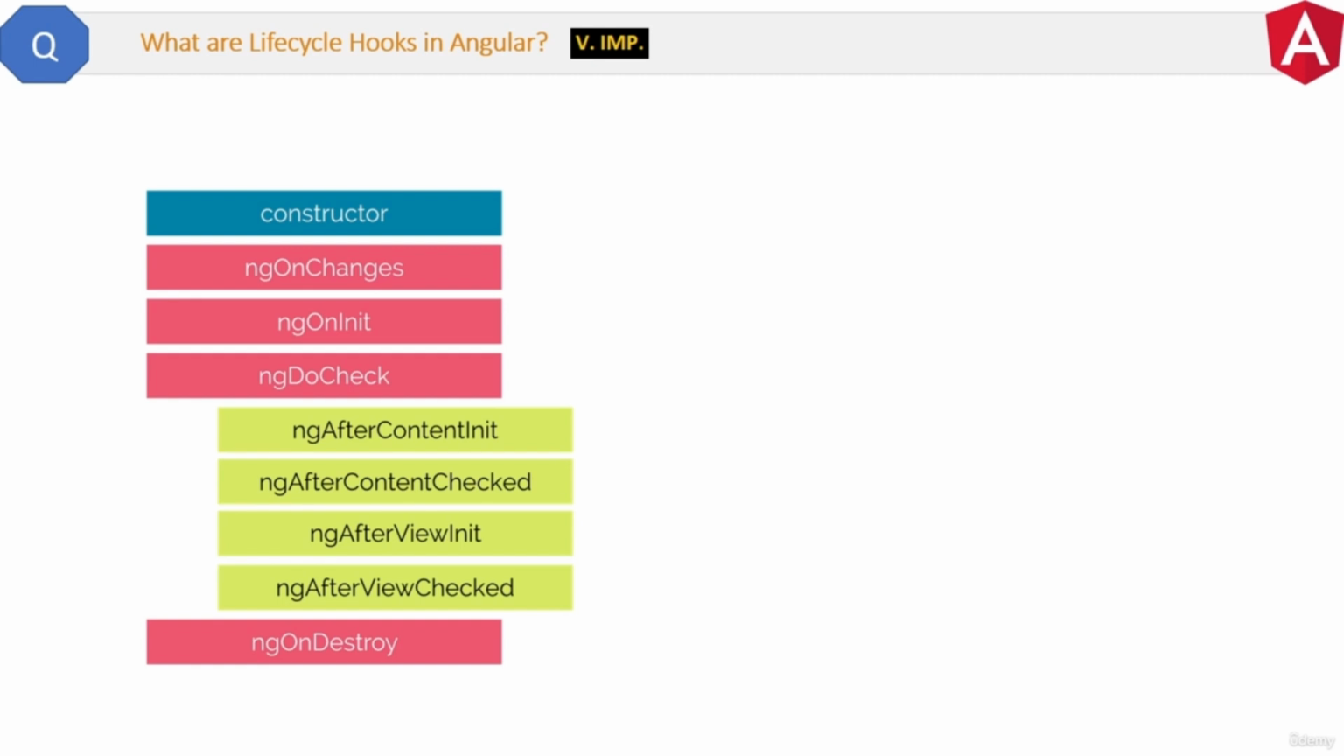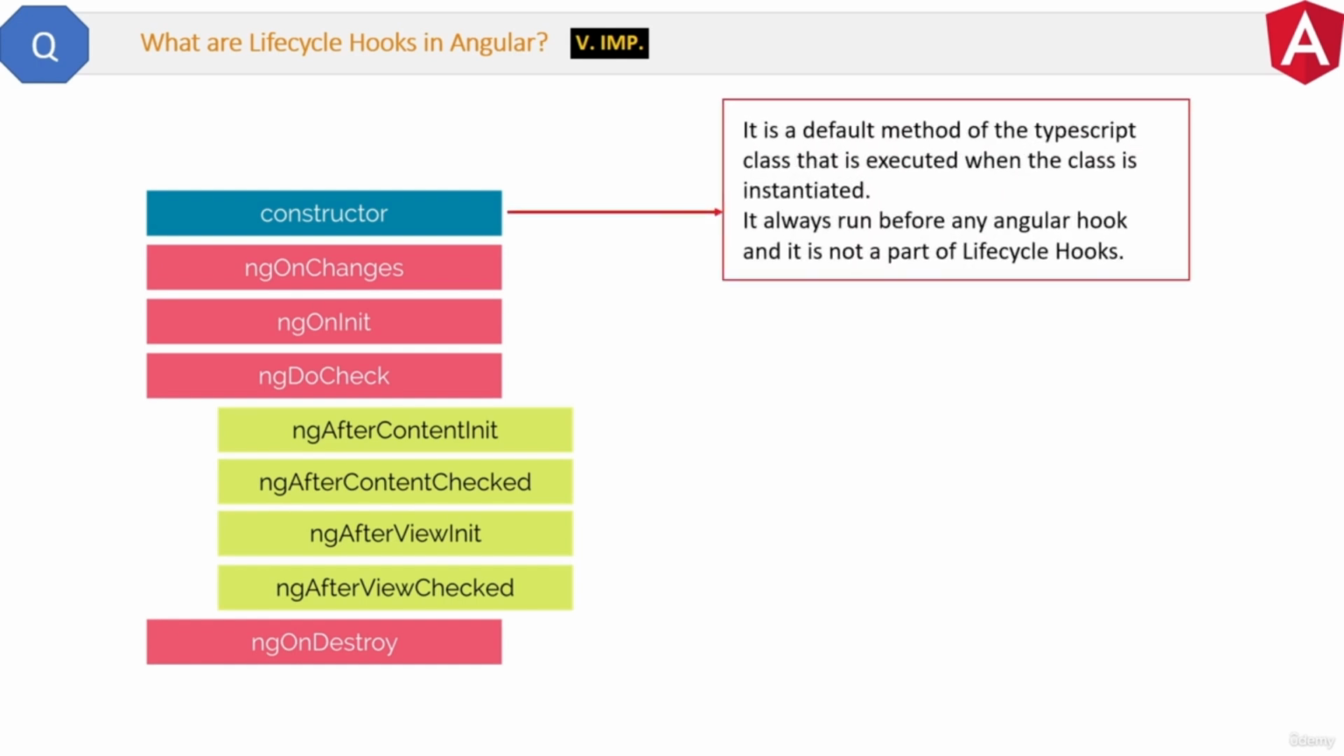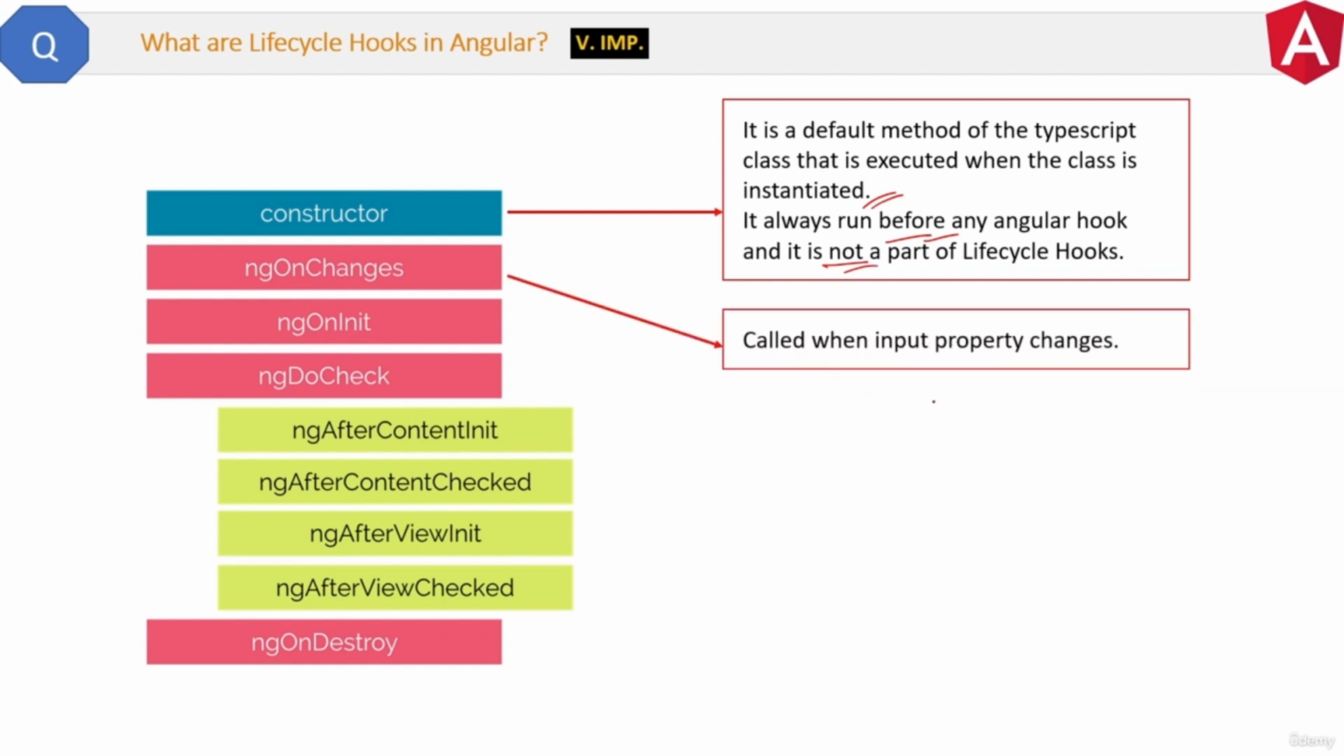So quickly, start with the first thing, that is the constructor. This is the default method of the TypeScript class that is executed when the class is instantiated. It always runs before any Angular hook and it is not a part of the lifecycle hooks. Second is ngOnChanges. It is called when the input property of the component changes. You remember the Input decorator? Yes, this is related to that. We will discuss this in an upcoming question.